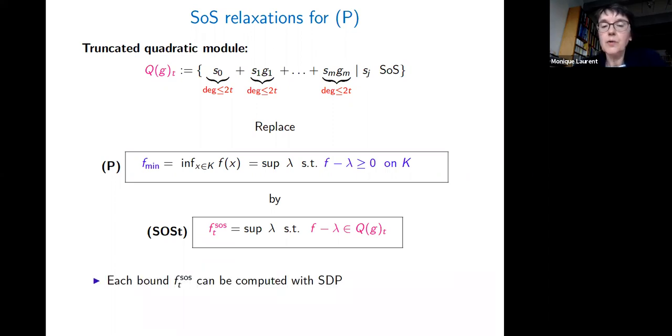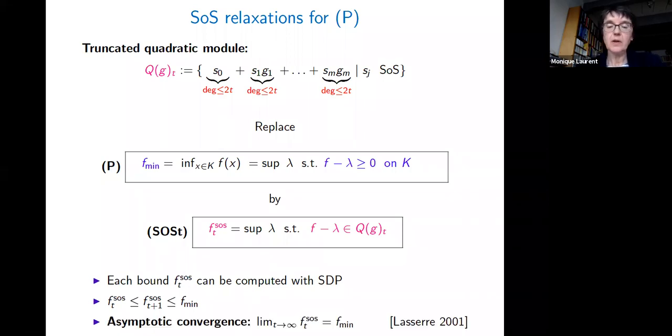As argued, sums of squares can be modeled using semidefinite programming. So each SOS bound of order t can be computed via semidefinite programming. As the order t grows, we get bounds which are possibly better and better. And actually, they converge asymptotically to the minimum of f over the set K. This asymptotic convergence follows directly from the Positivstellensatz by Putinar, which I just showed you in the previous slides. This was the basis of the approach of Lasserre in his seminal paper.